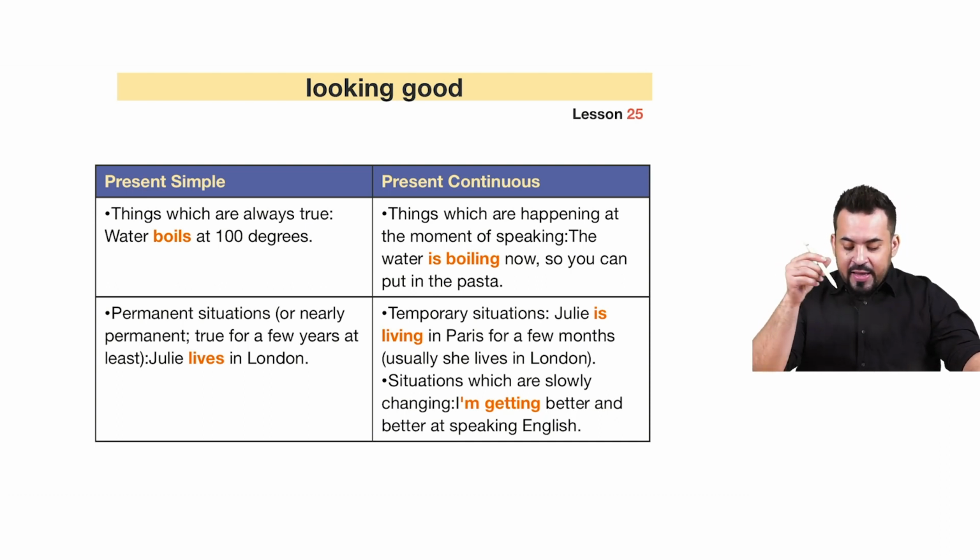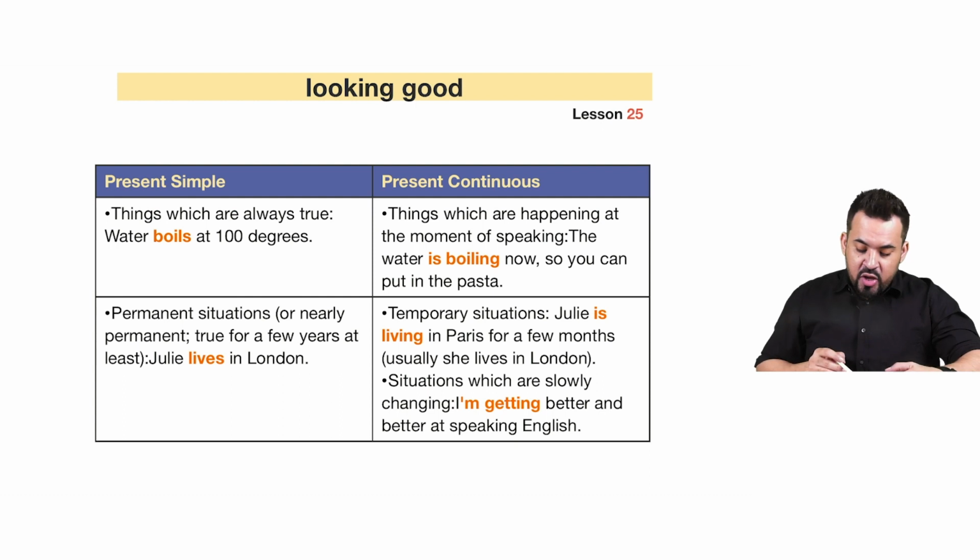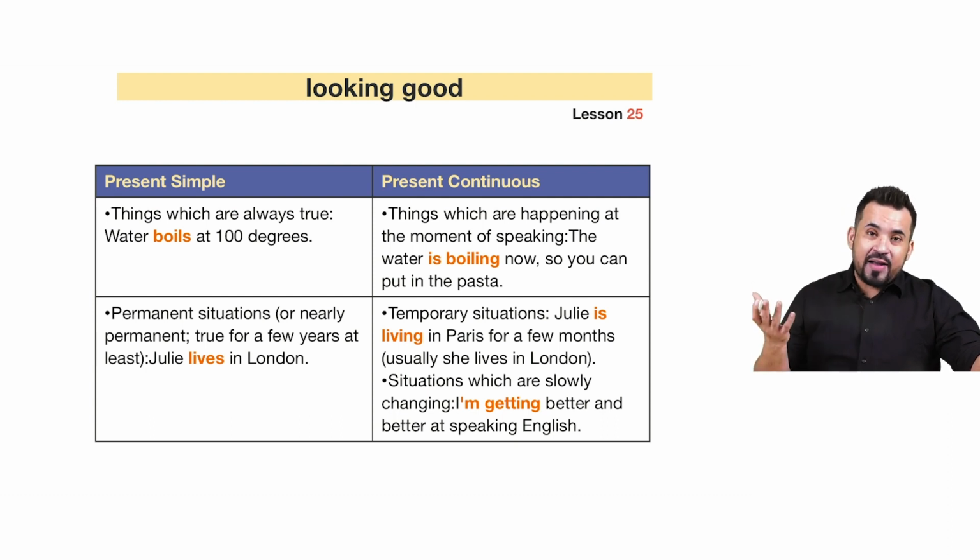Now let's take a look at the present simple and the present continuous. Let's put them side by side and see some of the main differences. We use the present simple to talk about things which are always true 100% of the time, like facts, like scientific facts or any facts. I can say, for example, water boils at 100 degrees. This is a scientific fact, so I'm using the present simple tense.